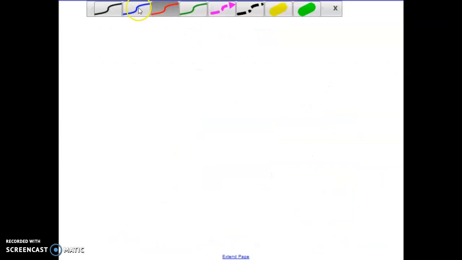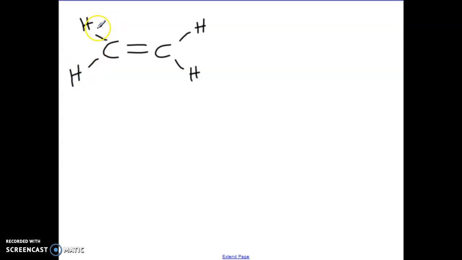Okay, so let's take a look at an example of something that has a double bond. So here we have a sigma bond, sigma, sigma. But this double bond is 1 sigma and 1 pi. Okay, so carbon, we looked at carbon already, right?